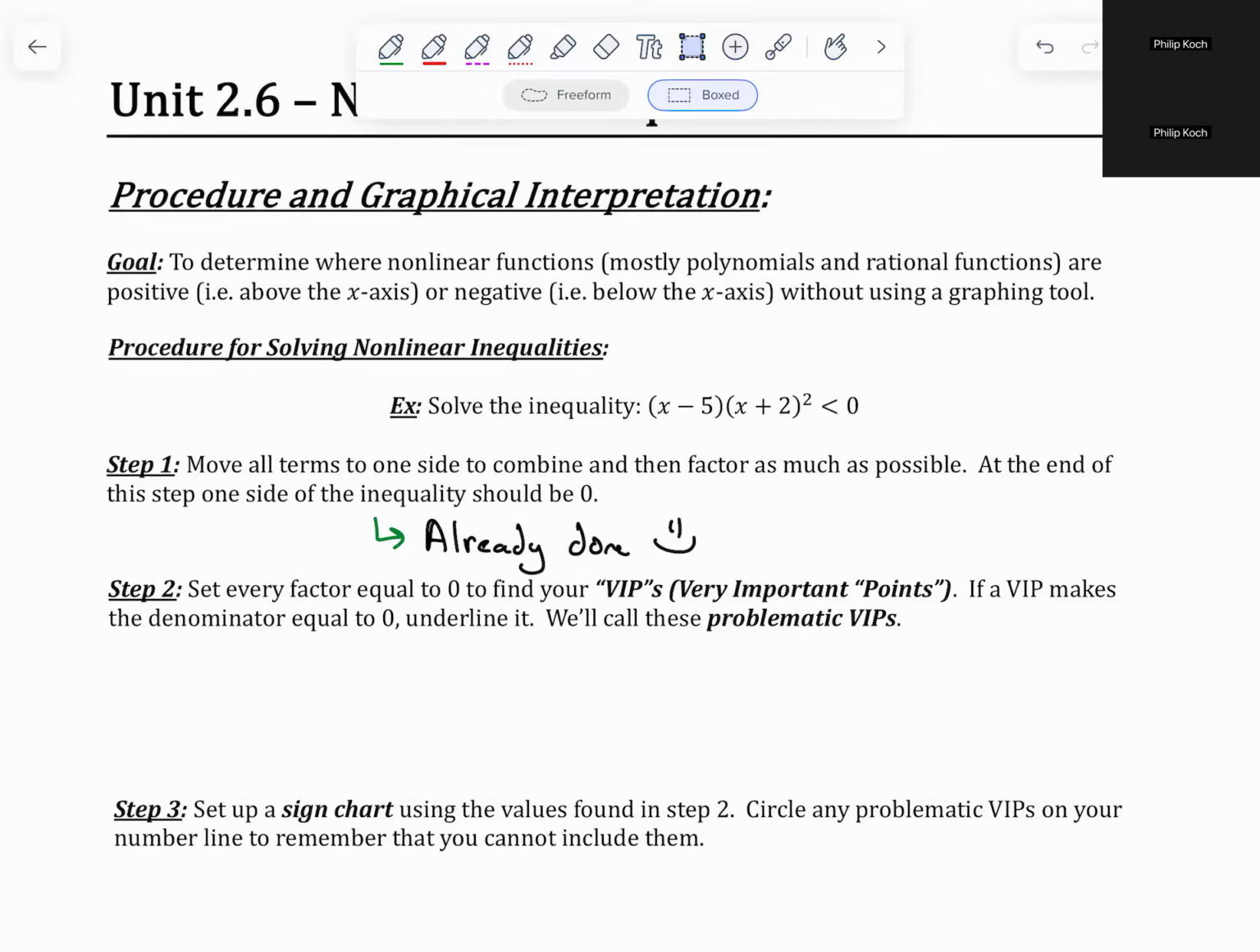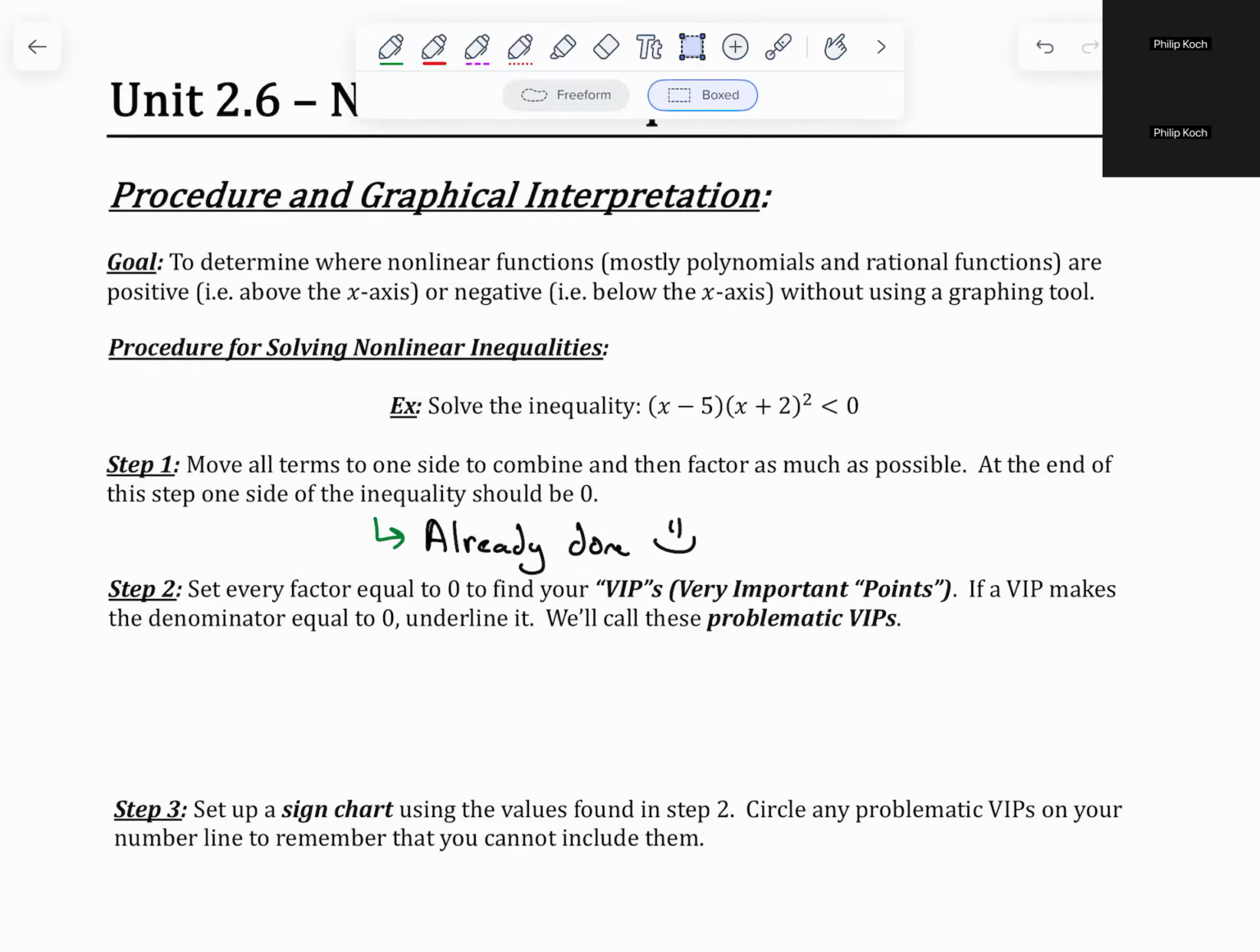I know there's going to be one student out there being like, but Phil, they're not points, they're values, because it's an x value. It's not a point. A point has two spots in it. It's a coordinate point. And my response to that is, I know, I'm aware of that fact, but VIV doesn't have the same ring to it, right? Very important value doesn't have the same thing as a VIP.